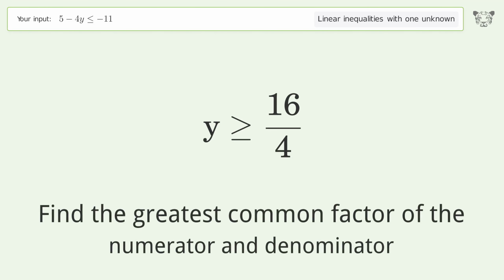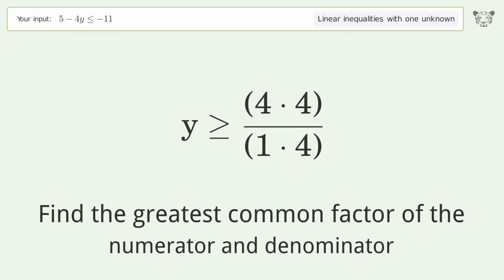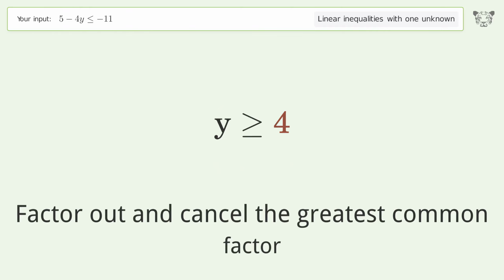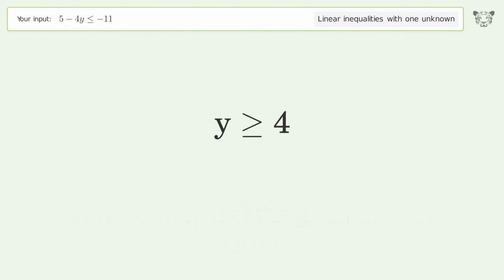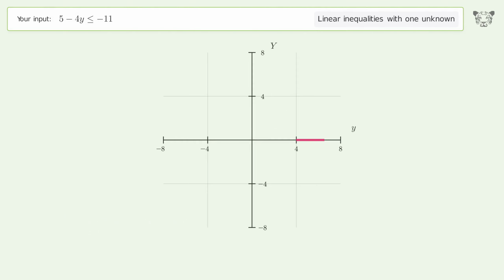Find the greatest common factor of the numerator and denominator. Factor out and cancel the greatest common factor. Plot the solution on a coordinate grid. And so the final result is y equal or greater than 4.